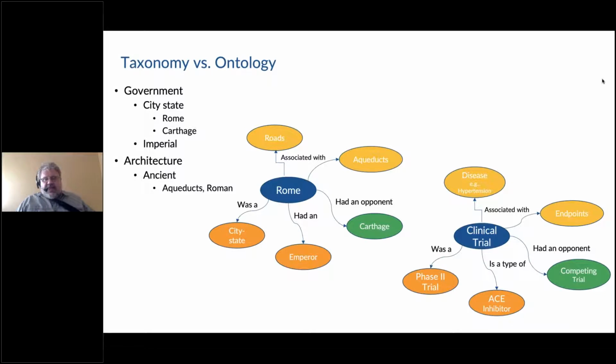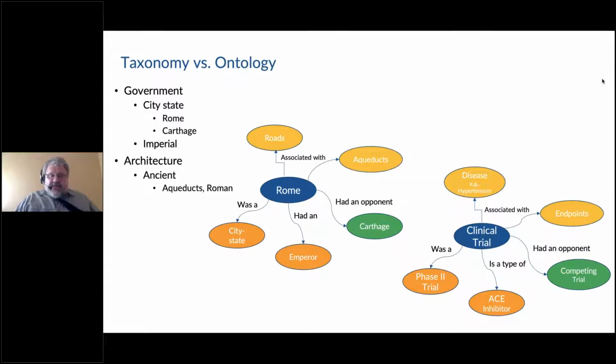So on the left here, we have a simple taxonomy. I just kind of threw this together. Everybody's familiar with architecture and the concepts of government. There are different kinds of government. In the ancient world, we had city-states. Rome and Carthage are two examples. In more modern times, we've had imperial systems of government, which are bigger scale. We have modern architecture. We have ancient architecture. The Romans were known for inventing many kinds of architecture. So within these categories, you can come up with narrower terms that get into very specific subjects.